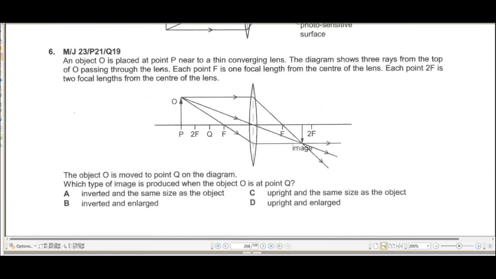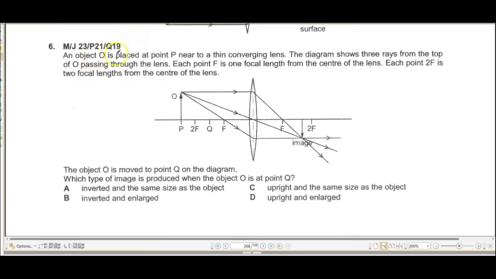Okay. Question number 6. An object O is placed at a point P near to a thin converging lens. The diagram shows 3 rays from the top of O passing through the lens. Each point F is 1 focal length from the center of the lens. Each point 2F is 2 focal lengths from the center of the lens. The object O is moved to point Q in the diagram. Which type of image is produced when the object O is at point Q?